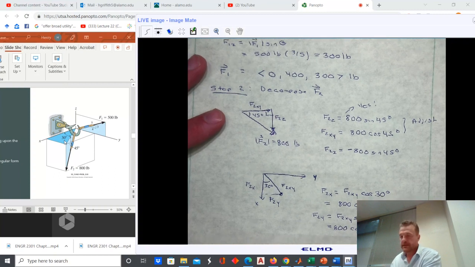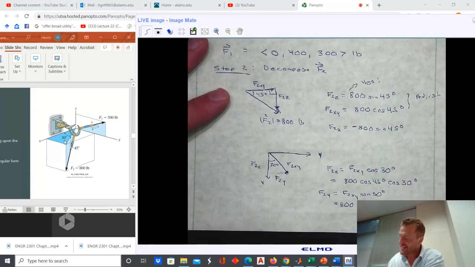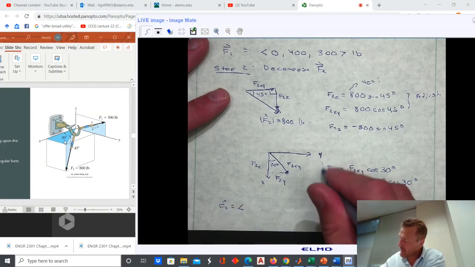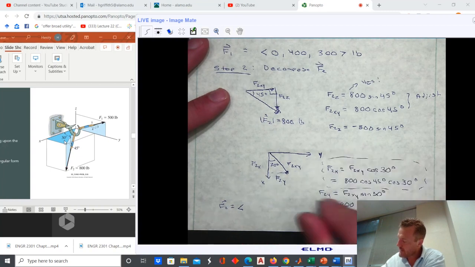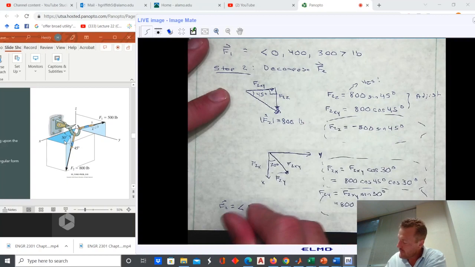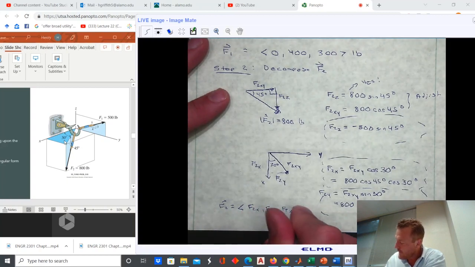Since we're going to be using a calculator anyway to add these, I can write F2 as these quantities that I have here, and maybe put a little bit of a box around them to keep them easy to find. These are the three numbers that I'm going to need: F2x, F2y, and F2z.